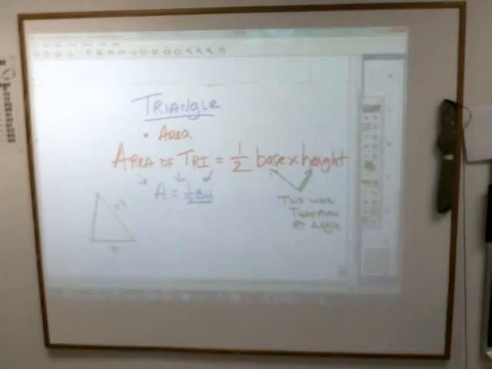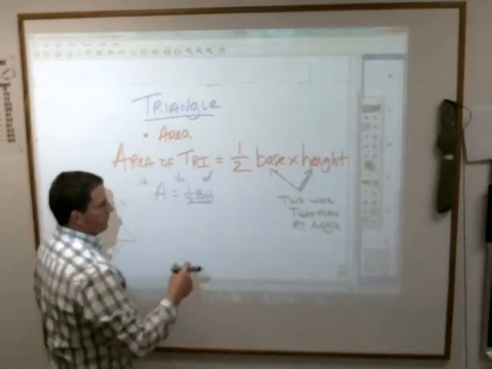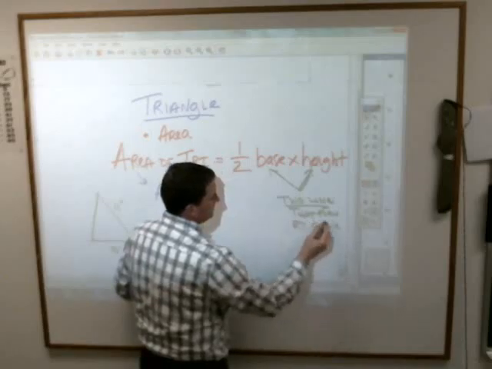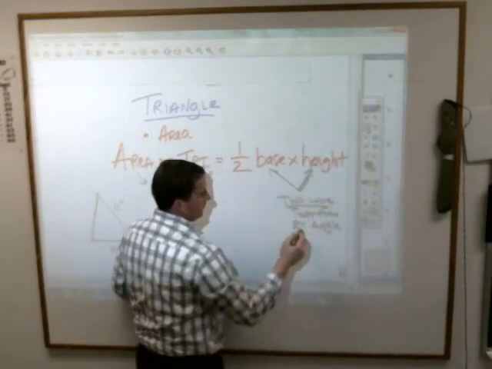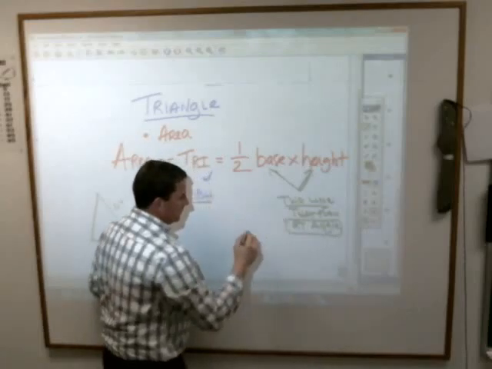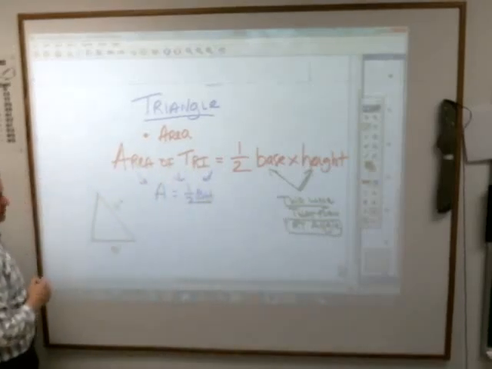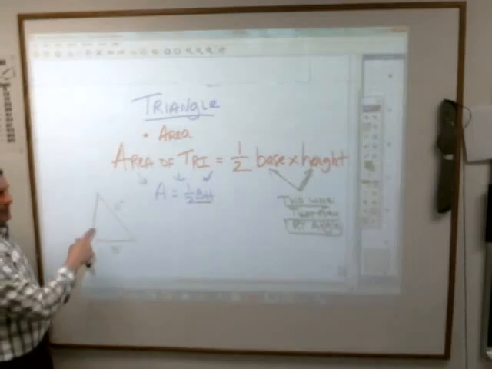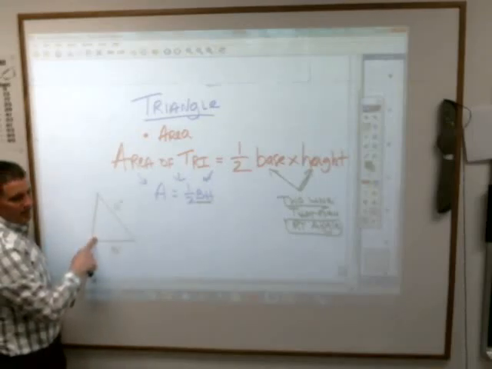All right, let me go back to what we just said. The two lines that we use for the base and the height have to form a right angle. Now looking at this triangle, where is the right angle that you see? And that is the key. Right now, as I gave this to you, you can't find the area of that.